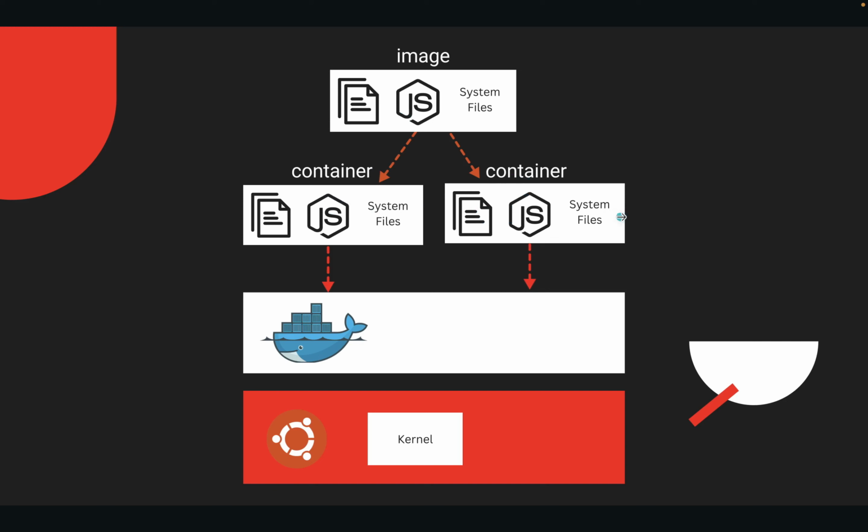But one thing to notice in this diagram is that both of these containers will have their own environments. They will be executing in isolated environments, so they won't be sharing anything. Even if they are sharing the image, the running instances, the running containers will have their environments totally isolated. So that is how Docker makes your app portable.